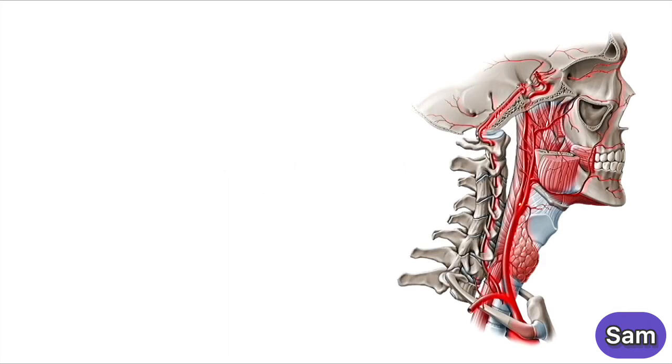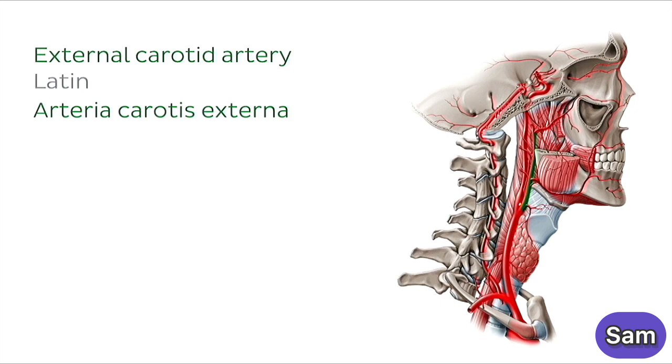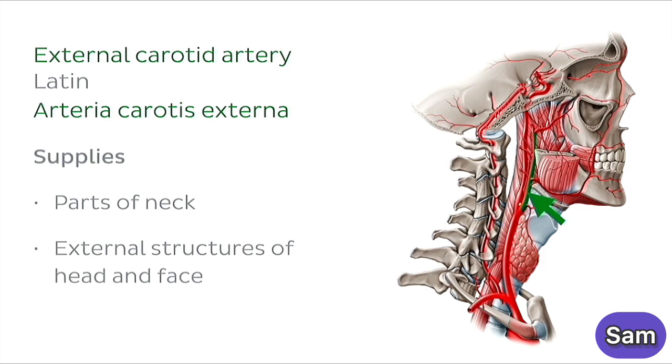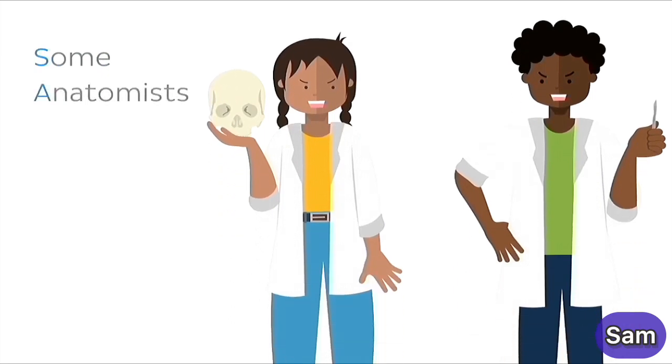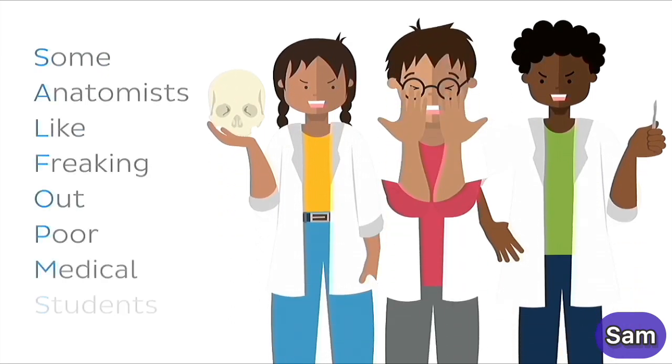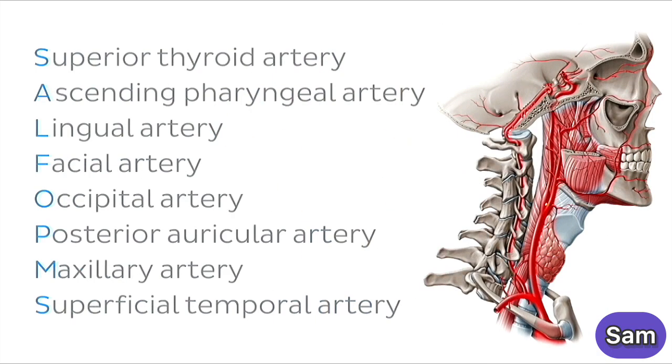So let's start with the external carotid artery, which you can see here highlighted in green in this lateral view of the head and neck. The external carotid artery gives some branches to the parts of the neck and supplies the external structures of the head and face. It has 8 branches, which can be remembered by the mnemonic "Some anatomists like freaking out poor medical students." The first letter of these words can help you remember the name of all of those branches. We'll work through them in the following slides.